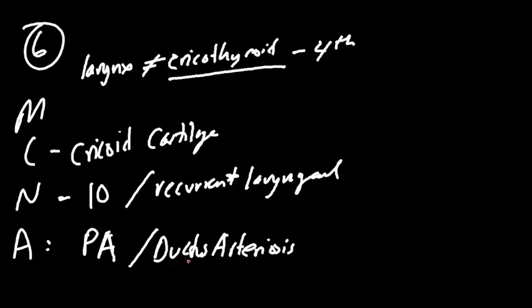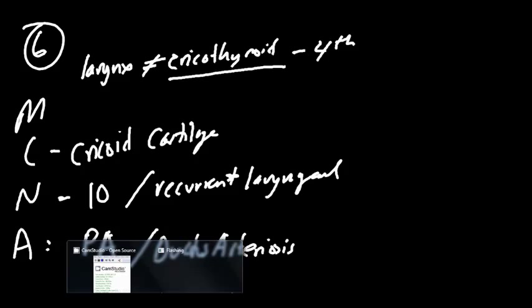Just as a little side note, you can have a patent ductus arteriosus, and you'll see that in some newborns. I'll leave it at that. So your ductus arteriosus. We do have a disorder. So here's our last one. We'll end on this. We're going to deal with Treacher-Collins syndrome.